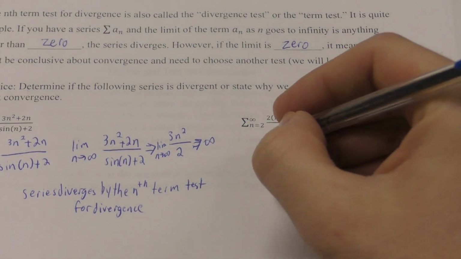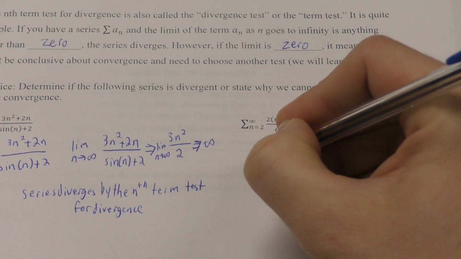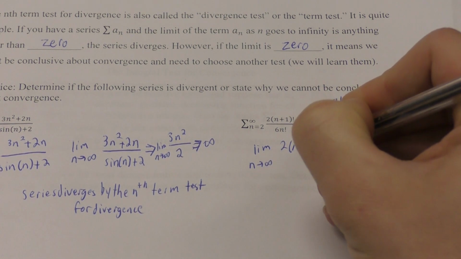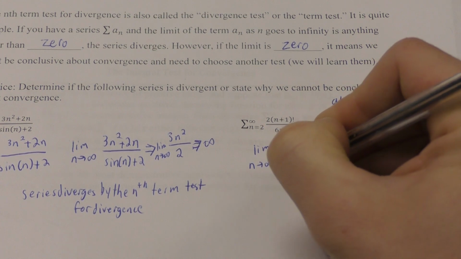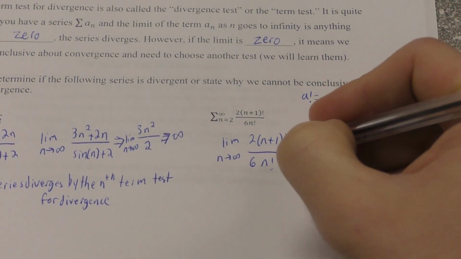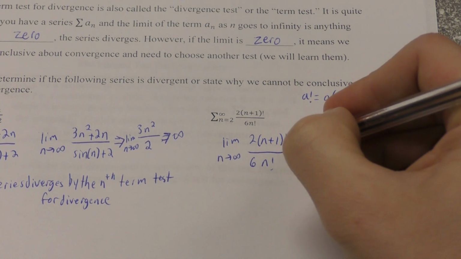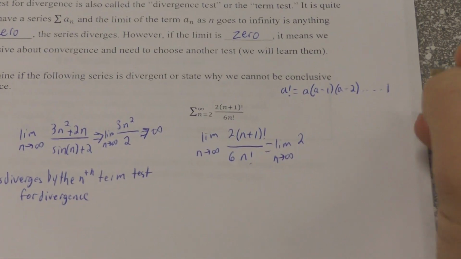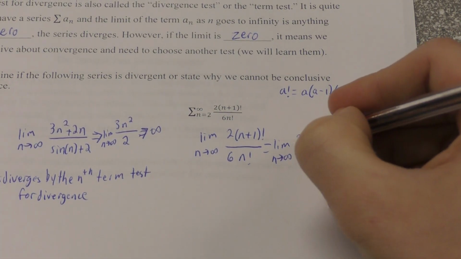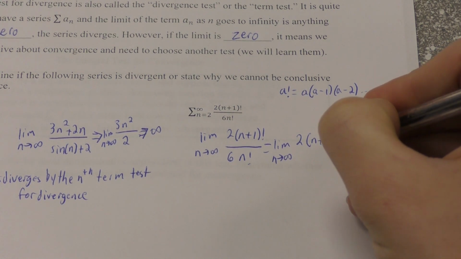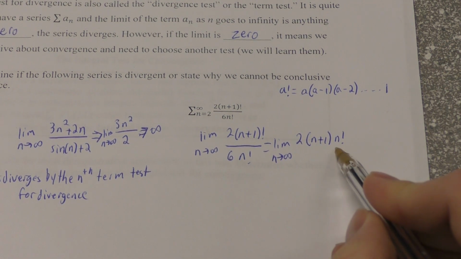We can talk about that later. All right, so let's take a look. So we need to find the limit as n approaches infinity of 2 times (n plus 1) factorial over 6 n factorial. Interesting. Okay. Now we simplify this. This is the limit as n approaches infinity of 2 times, okay, (n plus 1) factorial is really (n plus 1) times n factorial, right? Because then n factorial will keep multiplying itself down.